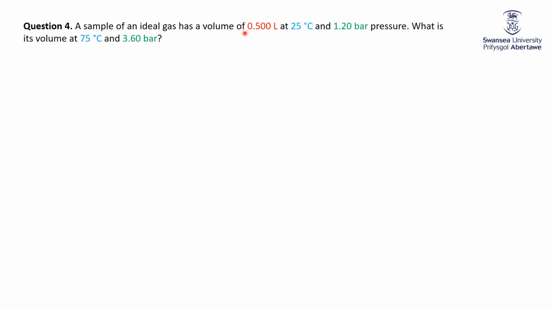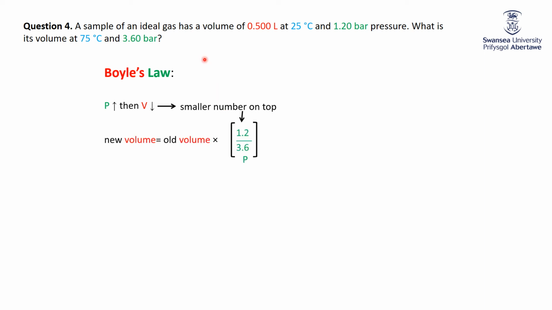Ideal gas, here's a volume at a temperature and a pressure. What's the new volume at a different temperature and a different pressure? So now this is where we have to combine laws. We start off with Boyle's law. Boyle says if the pressure goes up, as it does here, from 1.2 to 3.6, the volume goes down. If we want the volume going down, we need a pressure ratio that has the smaller number on top. So therefore the new volume is the old volume times the smaller pressure ratio right there.